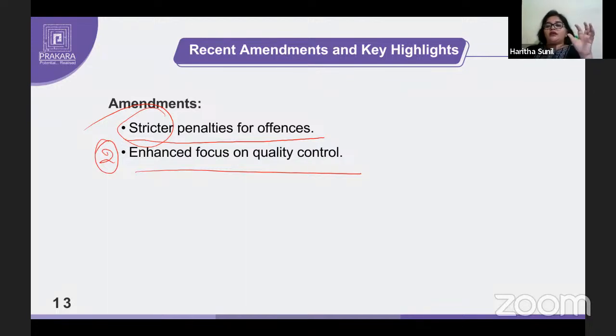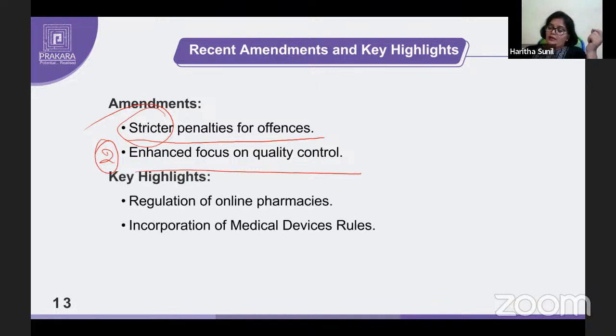And the second amendment that we have is an enhanced focus on quality control. To ensure that products meet stringent quality and safety standards, this particular amendment has been taken. The main implementation here is mandatory compliance with the updated good manufacturing practices, and also increased frequency of inspections as well as audits in all manufacturing units. So these are the amendments. Coming to the key highlights, we have regulation of online pharmacies and incorporation of the medical devices rule. Regulation of online pharmacies is related to the increase in the number of e-pharmacies.